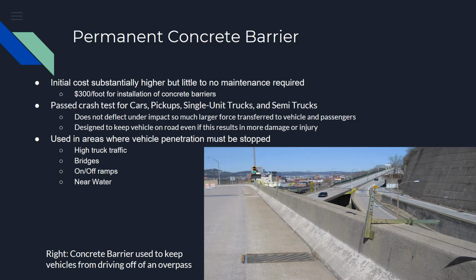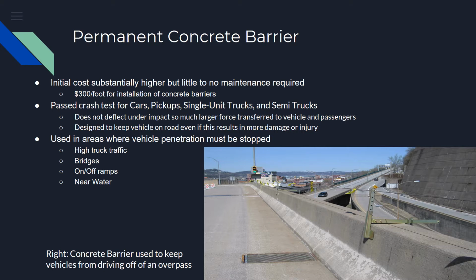Permanent concrete barriers are the only barrier system that are able to withstand contact from a semi. The barrier system is incredibly strong and will exert a very large impact force onto the vehicle that hits it. The main purpose of the concrete barrier system is to keep vehicles on the road, even if that means damage or injury will occur. They are commonly used in medians to prevent traffic from crossing over and causing head-on collisions, especially those with high truck use. They are also used in areas where retention is needed due to large drop-offs and other types of hazardous terrains, such as bridges, on and off ramps, and near water.